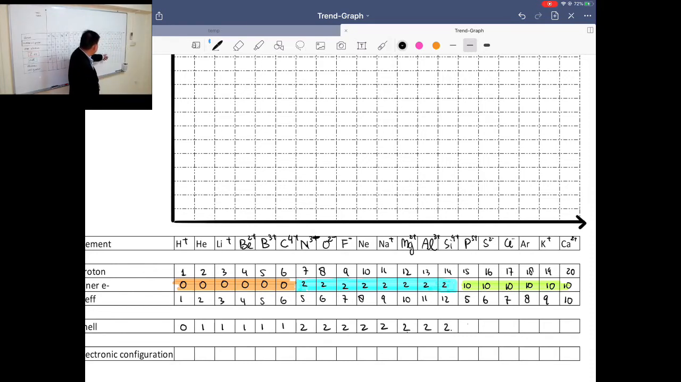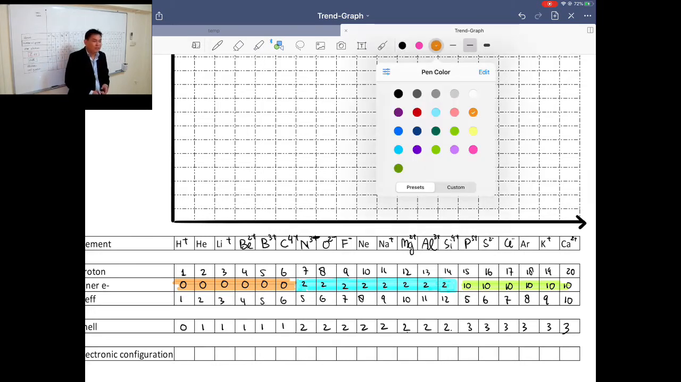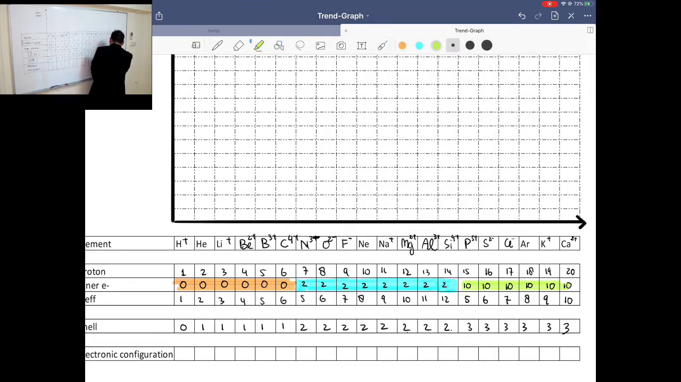From phosphorus 3- all the way to calcium 2+, all of them have 18 electrons each. 2 on the first shell, 8 on the second shell, and 8 on the third shell. So they have 3 shells.